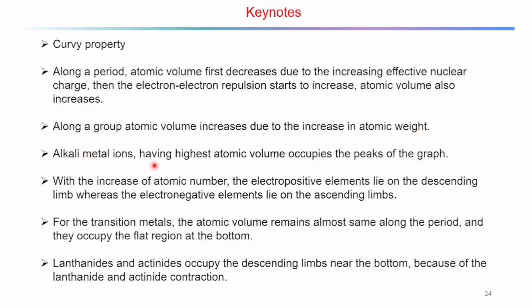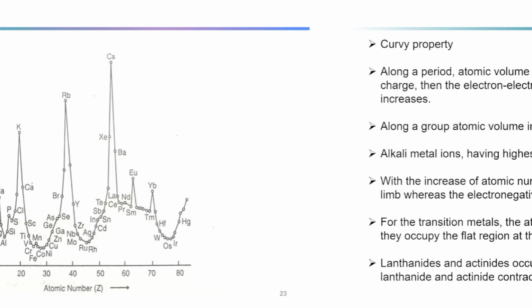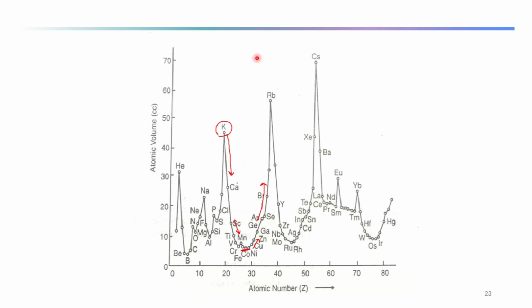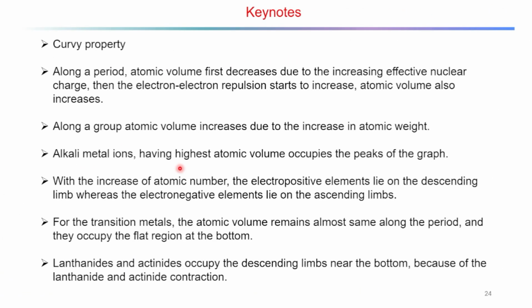Alkali metal ions, having the highest atomic volume, occupy the peaks of the graph. If you see this graph, the peaks are occupied by the alkali metal ions. All these are alkali metal ions occupying the peaks. With the increase of atomic number, the electropositive elements lie on the descending limb, whereas the electronegative elements lie on the ascending limbs.